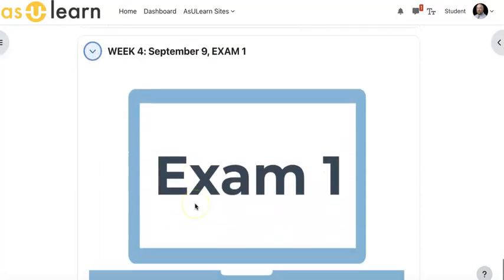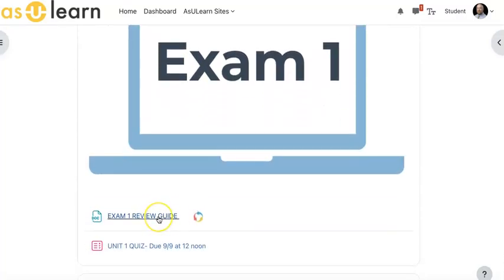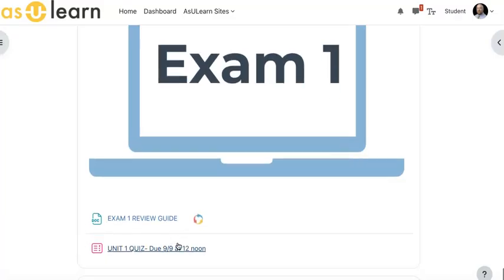On week 4, we're going to have our first exam. There's the exam review guide there for you. And then there's a unit 1 quiz. This is due the day of your exam at noon, 9/9 for section 101 and 9/11 for Section 102. But this is a quiz that you can work on throughout the semester.